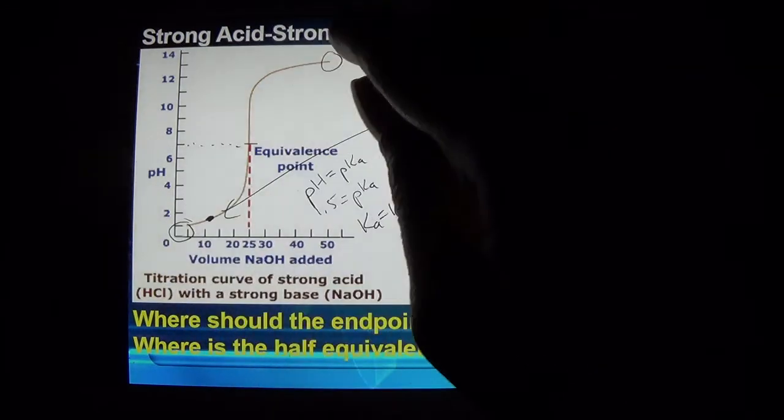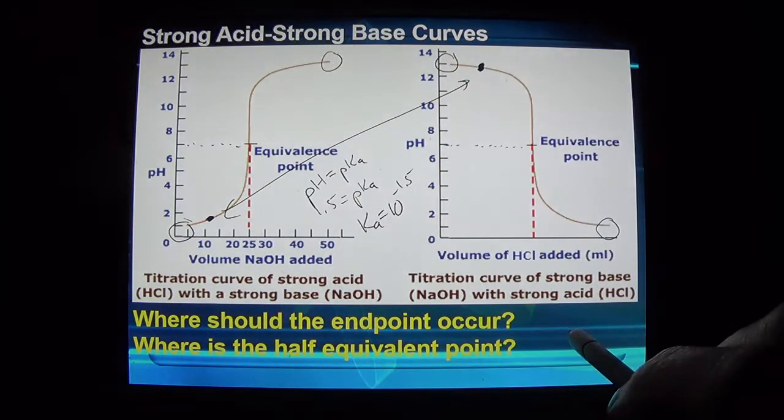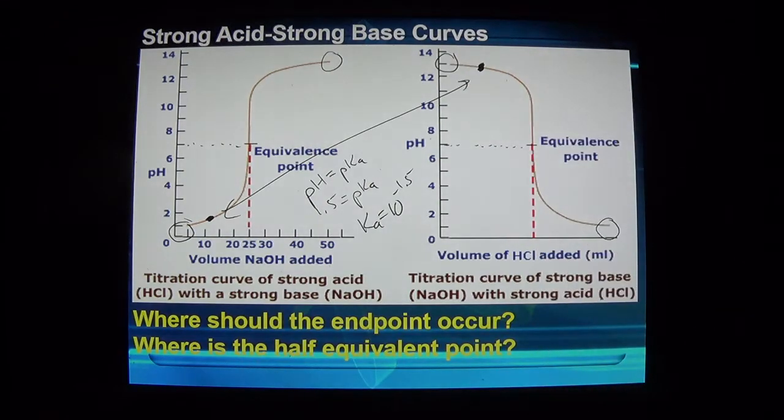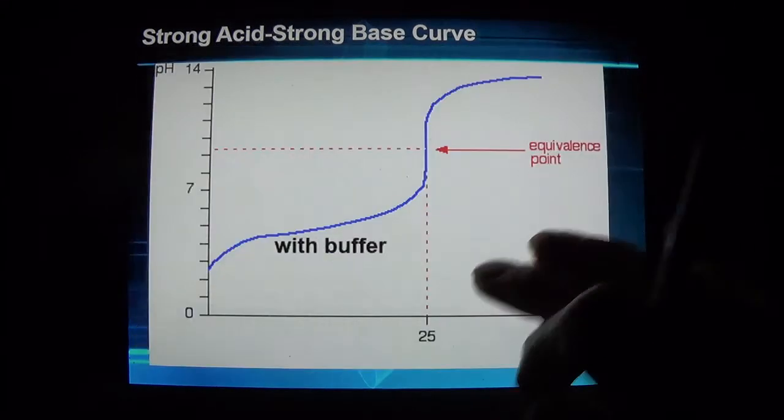Okay, so that's strong acid, strong base. Whether I start with a strong acid and drop in my strong base, or start with a strong base and end with strong acid, that's what we expect there.